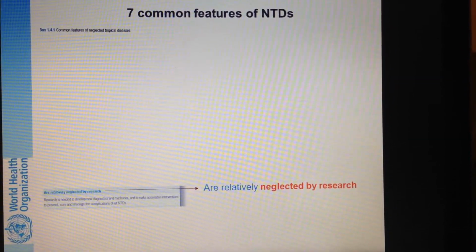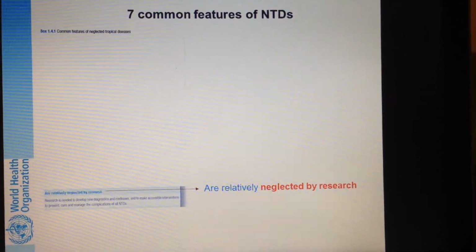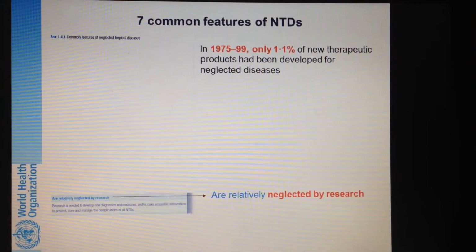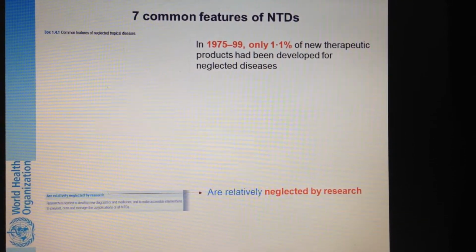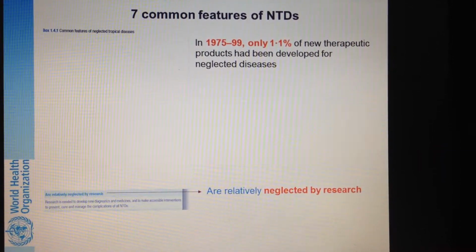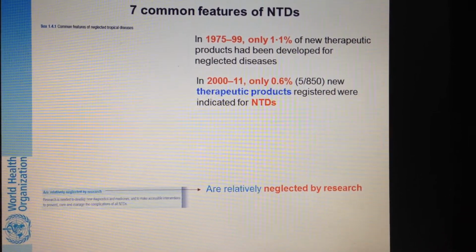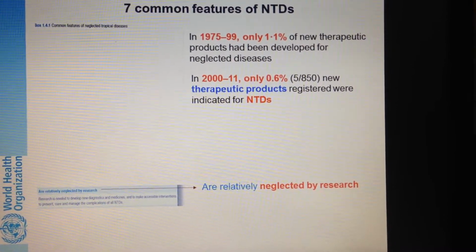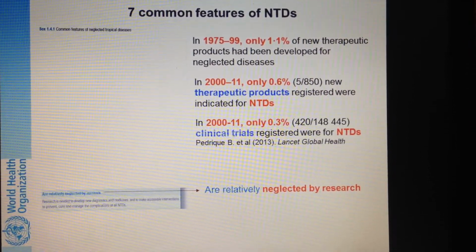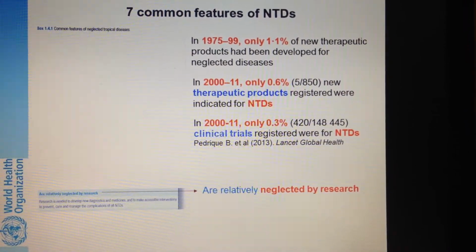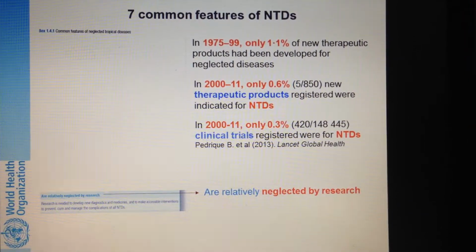Unfortunately, despite the high burden of disease and the stigma they cause, they are relatively neglected by research. In fact, in the period 1975-1999, only 1.1% of new therapeutic products had been developed for neglected diseases. In the period 2000-2011, a mere 0.6%, that is 5 out of 850 products, were registered for NTDs. And in the same period, only 0.3% of clinical trials were registered for NTDs.